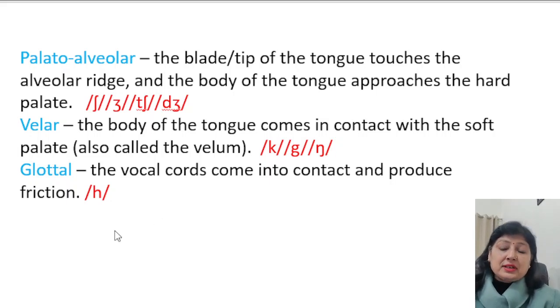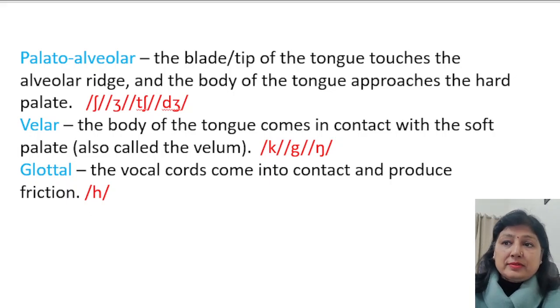Next one is the glottal sounds. There is only one glottal sound, that is h. These glottal sounds are produced when the vocal cords come into contact and produce a friction, h. So this is known as glottal sound.